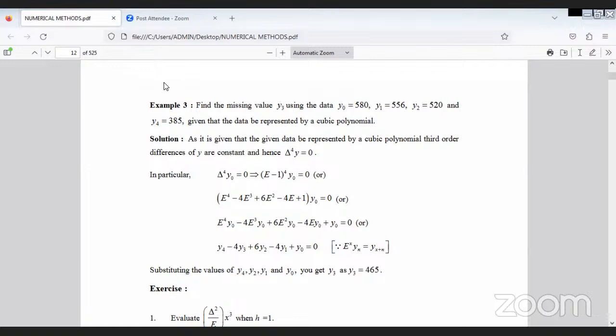As given, the data represent a cubic polynomial, so the fifth and fourth differences of y are constant, del power 5 y is equal to 0, so del power 4 y is equal to 0. What is the condition? What is the formula? I already told you, (E minus 1) to the power 4 y naught is equal to 0.